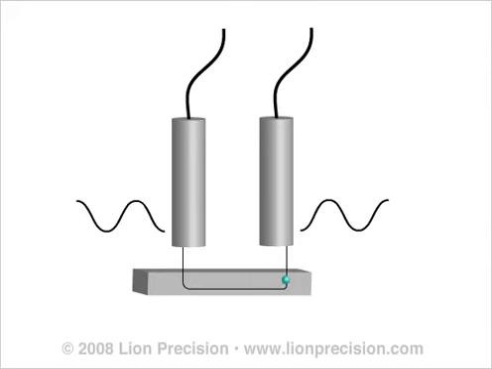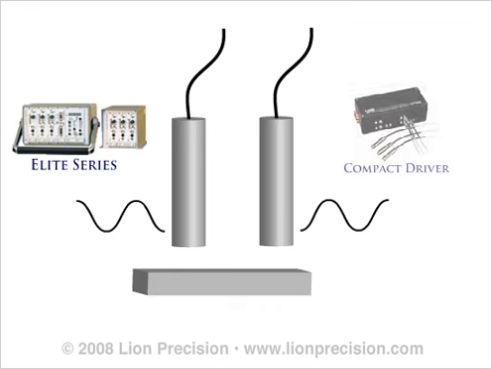Some measurements, such as two-channel thickness, can make use of both channels while eliminating ungrounded errors. It is important to keep in mind that using two channels has no benefit unless they are synchronized and 180 degrees out of phase. For this reason, Lion Precision's Elite series and compact drivers provide 180-degree phase differences between even and odd channels on every system.